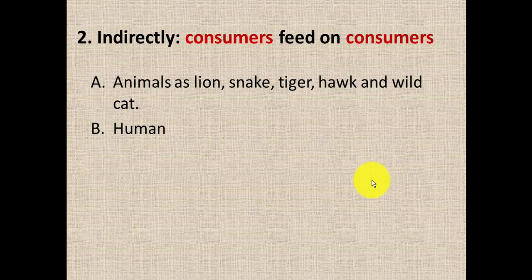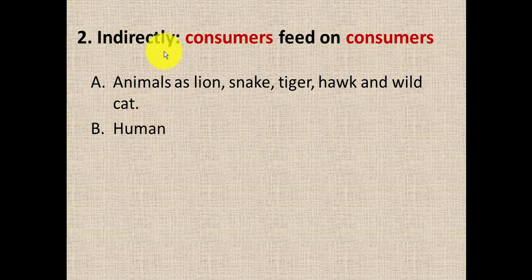Number 2, indirect consumers. Indirect consumers mean that these consumers eat the plant in another way, in the form of another animal. How? These consumers feed on consumers, eat another animal. This animal eats another animal, like a lion eats a rabbit. This rabbit feeds on plants, so this lion eats the plants in the form of a rabbit. It takes the energy from the plants.